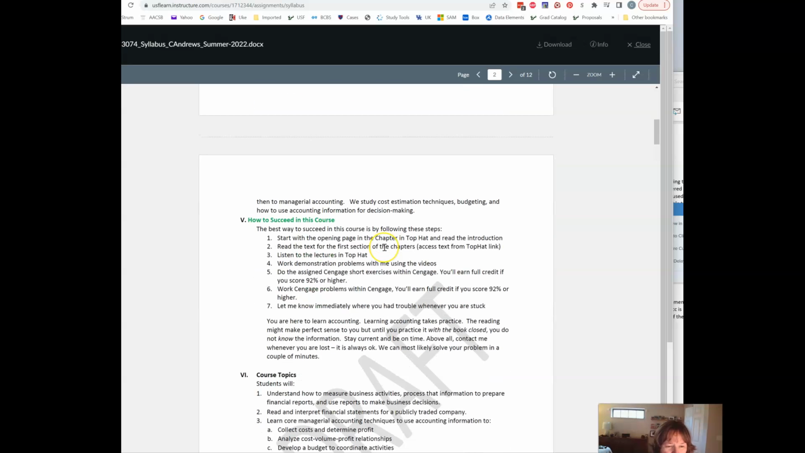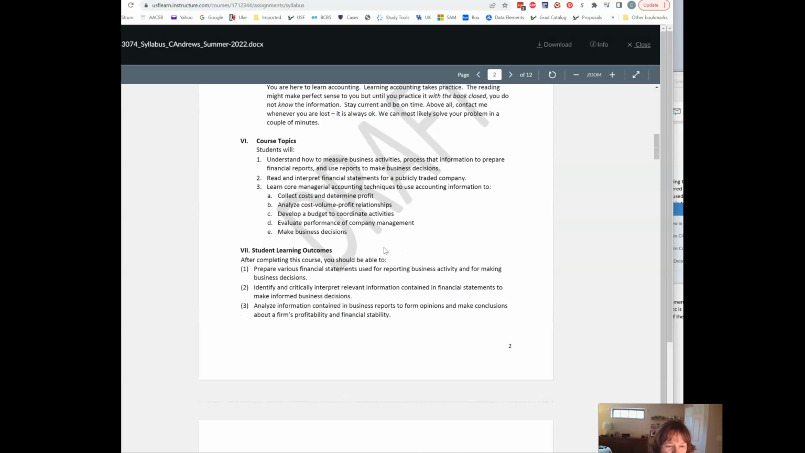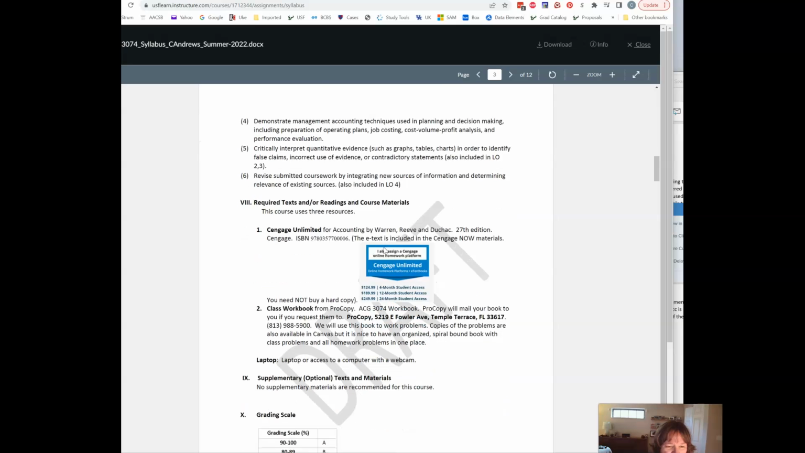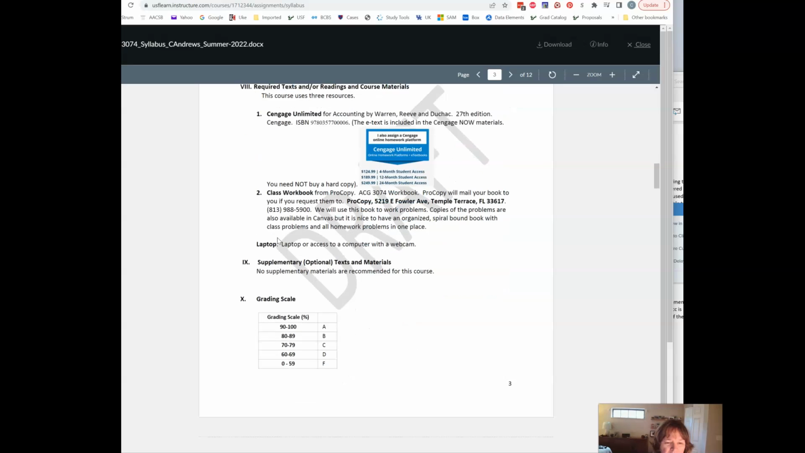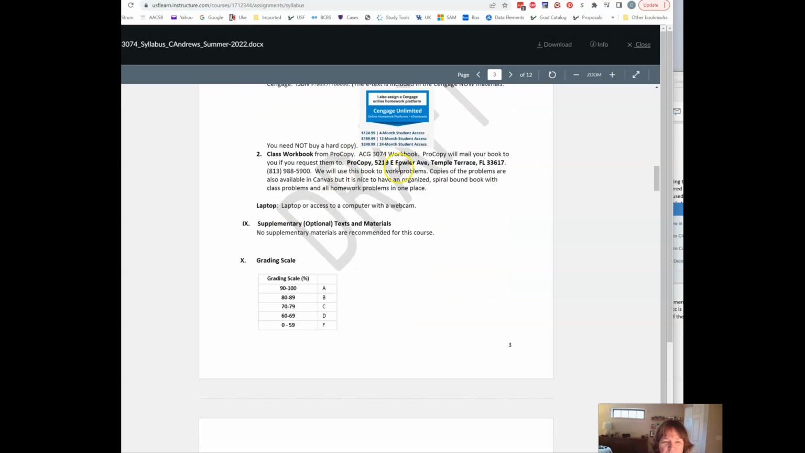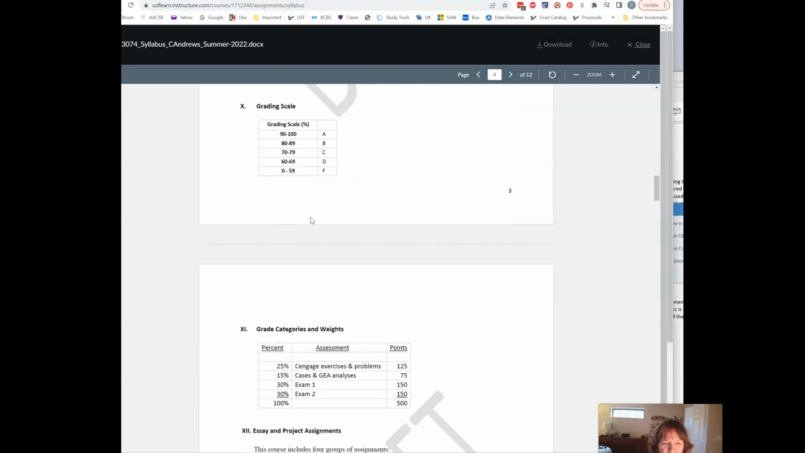Let's see. You don't care about any of this stuff. Here's our book. What you want is Cengage Unlimited, and you probably want four-month access, with the online homework platform and the e-textbook. There'll be a cheaper one, but it won't include the homework, and the homework platform is really helpful. So you'll want to do that. Here's the address for ProCopy, right down the street on Fowler.